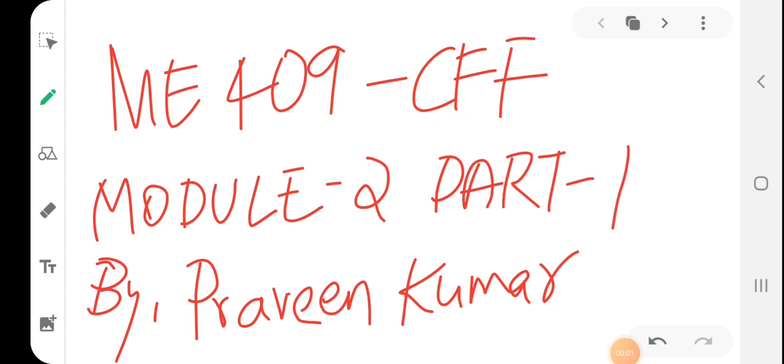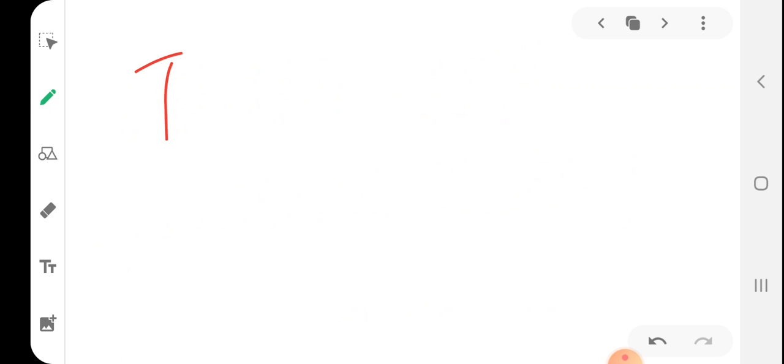Hello students, today we will move to our second module in our subject compressible fluid flow. This module deals with isentropic flow.